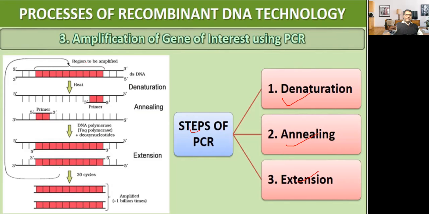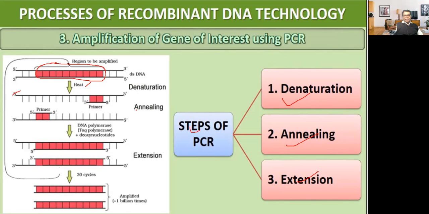What happens in denaturation? See, double-stranded DNA is there. This region needs to get multiple copies. So first we have to do a denaturation. In the denaturation, we have to heat this DNA, so these two strands will get separated.